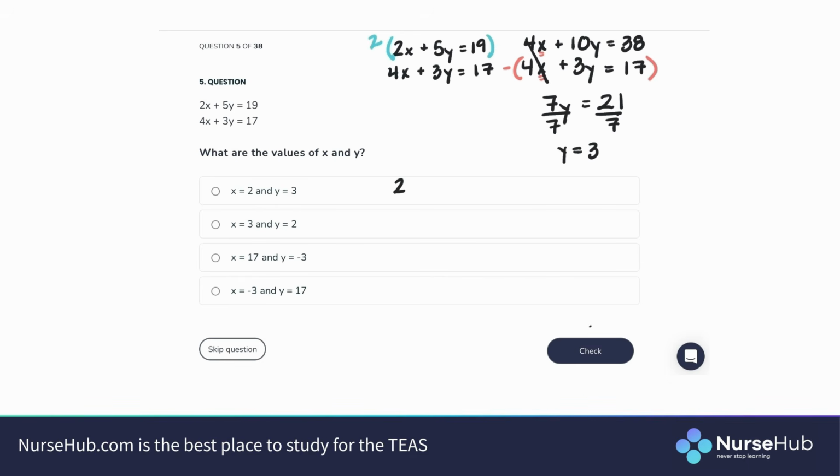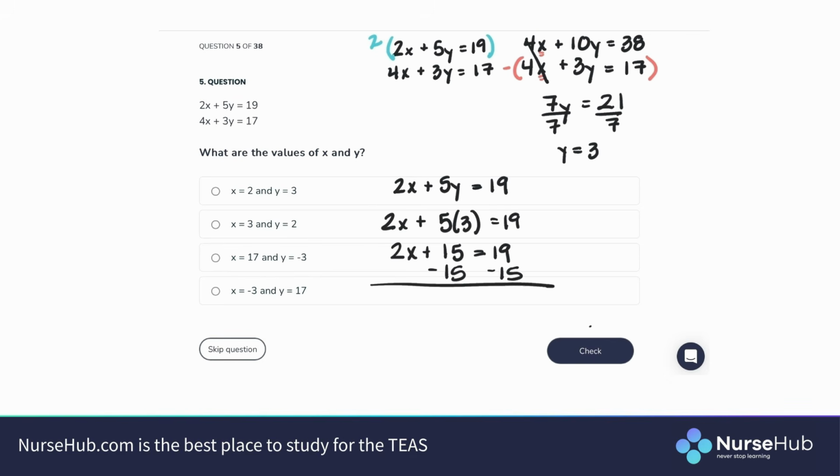So let's do 2x plus 5y equals 19. We have 2x plus 5 times 3, since that's the y value, equals 19. 2x plus 15 equals 19. Subtract 15 from both sides, and we get 2x equals 4. Divide by 2, we get x equals 2. So we want the answer where x is equal to 2, y is equal to 3, right here.